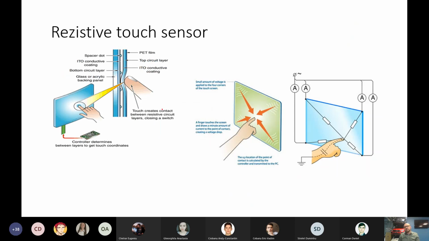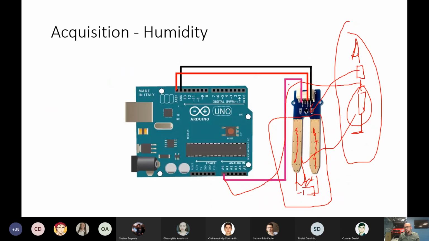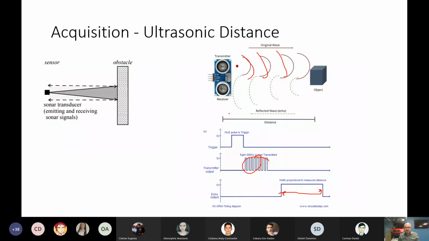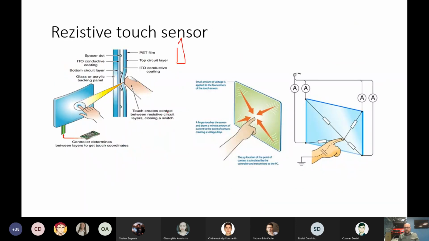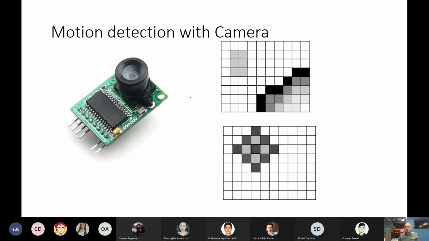Next, touch sensor. We already discussed that. What we have here is just another measurement method, 2 resistors. Very easy. Just measuring the level of the voltage, and we can see the coordinate X or Y. Next, how we can do motion detection.